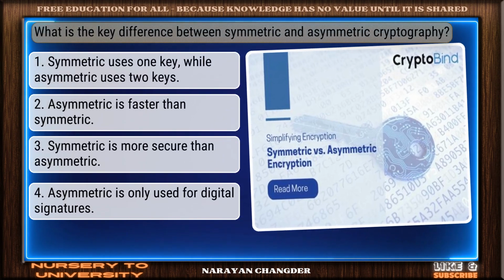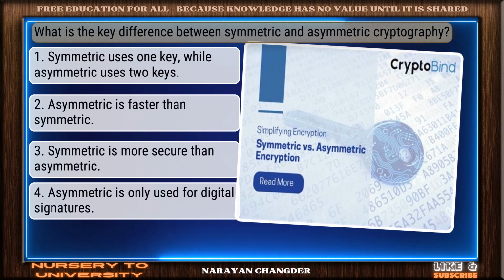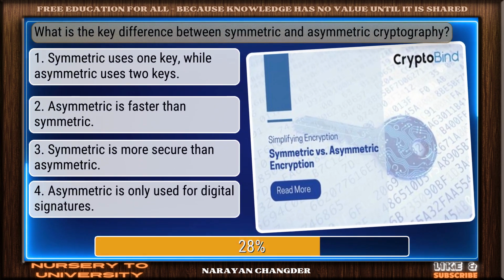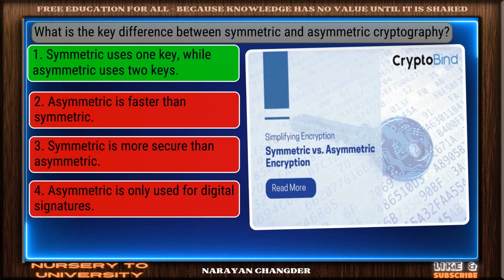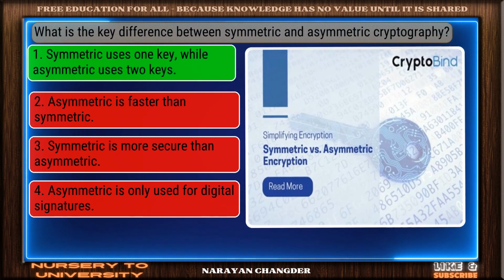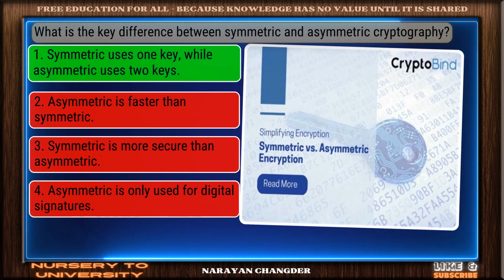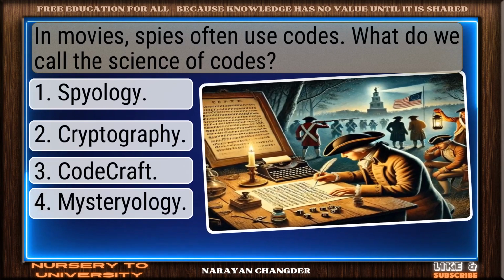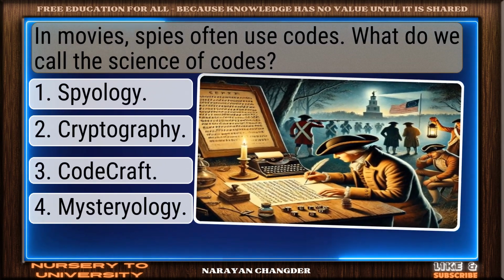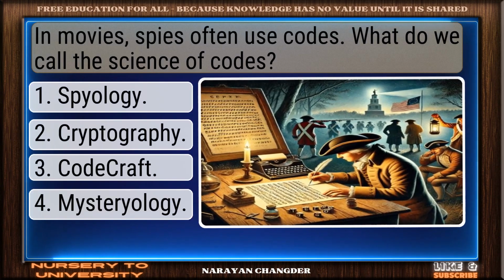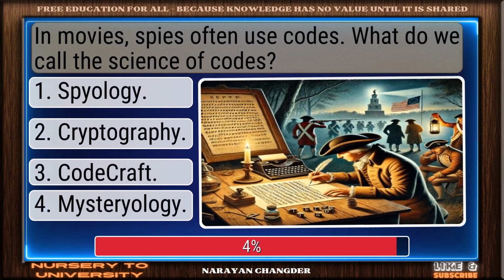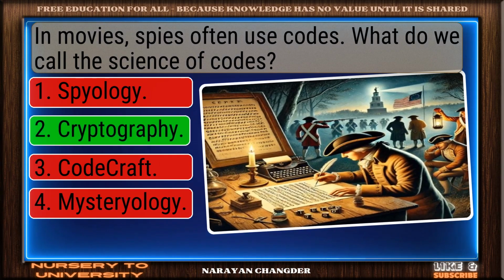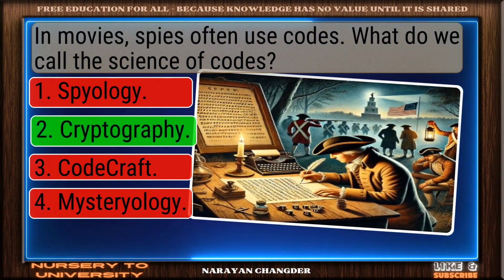Question number 3. What is the key difference between symmetric and asymmetric cryptography? Correct response. Symmetric uses one key, while asymmetric uses two keys is the most accurate answer. Question number 4. In movies, spies often use codes. What do we call the science of codes? Right again. Cryptography is a valid answer.